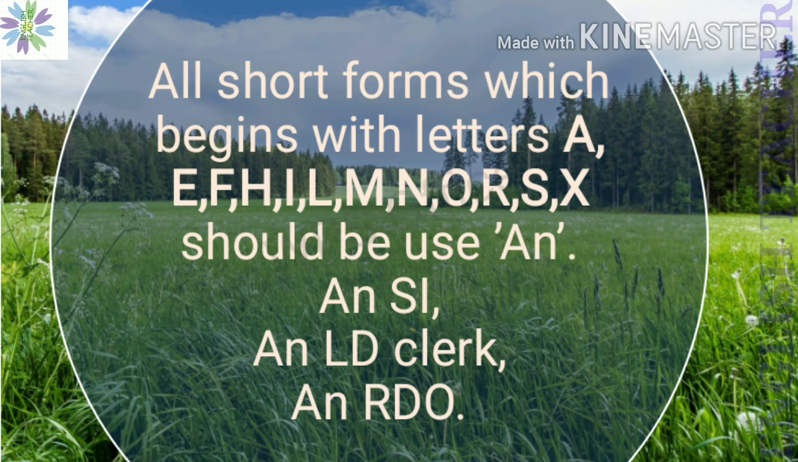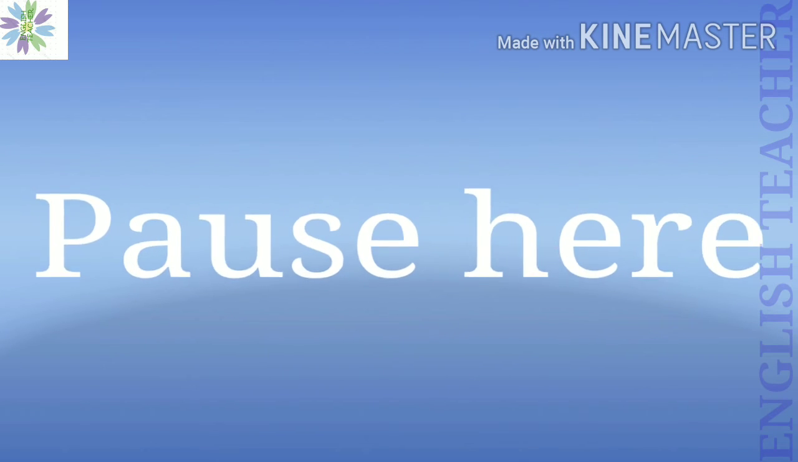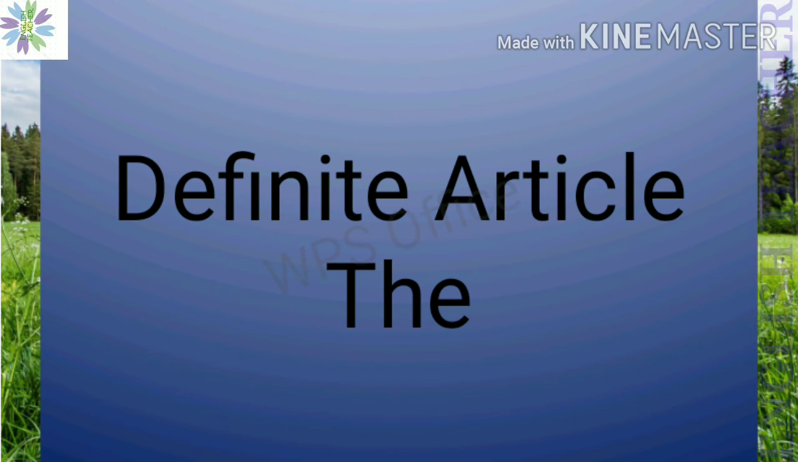Next are the cases of short forms. All short forms which begin with the letters A, E, F, H, I, L, M, N, O, R, S, X should use an. Examples for this type are an SI, an LD clerk, an RDO. Let's pause here a while and think about the rules and examples of indefinite articles. Let's move on to the definite article the.